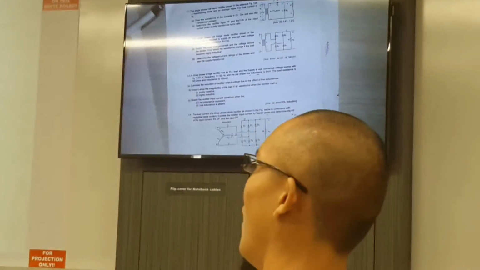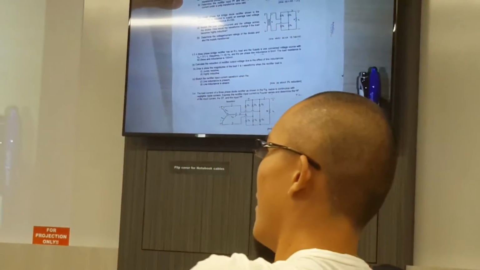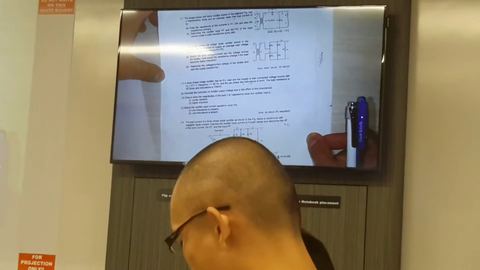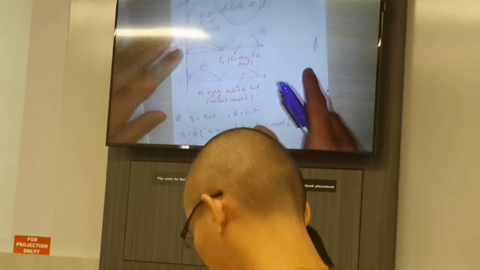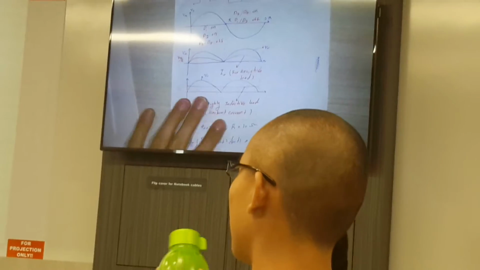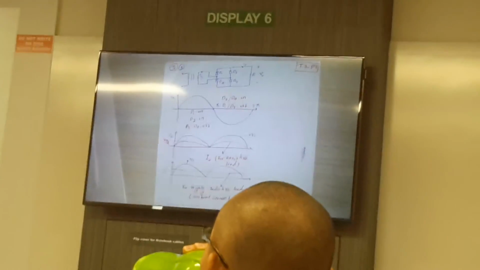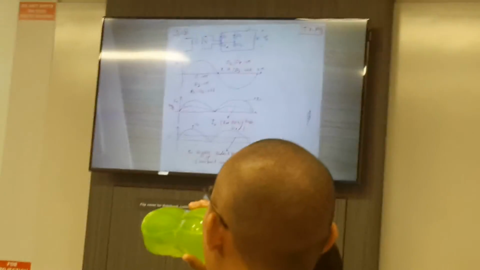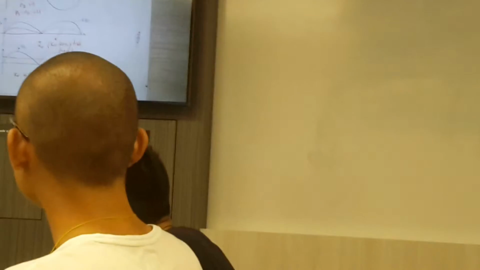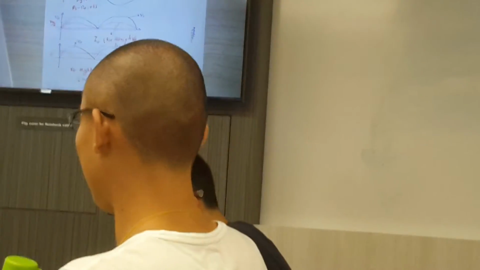First, the question is asking us to sketch the voltage and current waveform. Here I have 4 diodes, and this is my input voltage. Same as every time, this is my input voltage, which is sinusoidal.